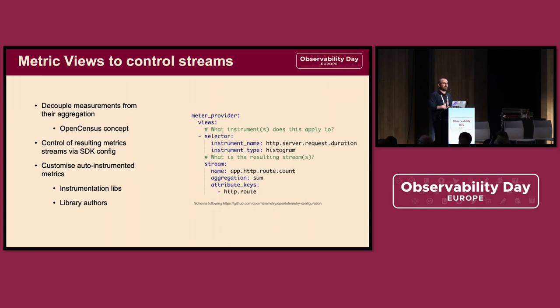And that is quite powerful because if you're using instrumentation libraries, that will allow you to control the metrics that come out of them. And also, the more and more that we see OpenTelemetry integrated natively into other libraries as well, you'll be able to control the metric production for your use case.